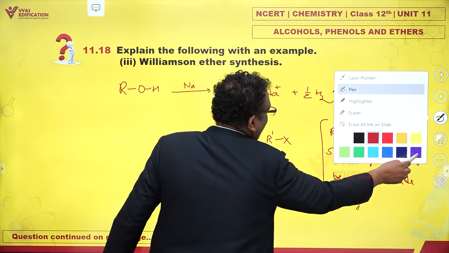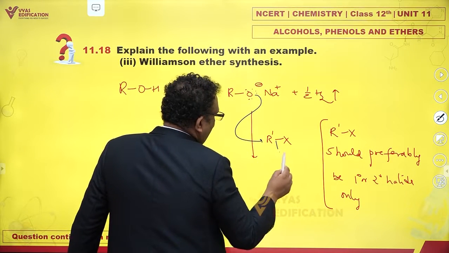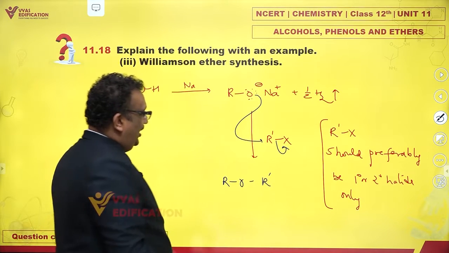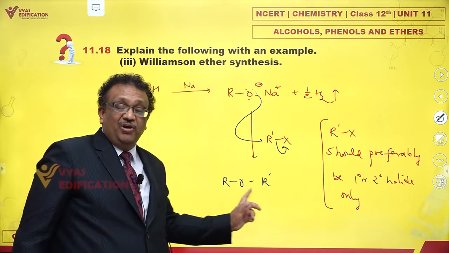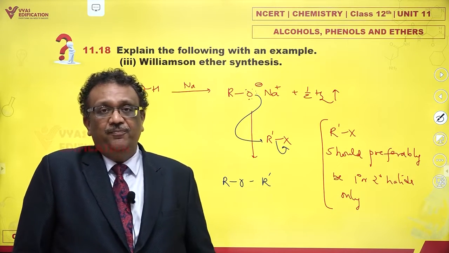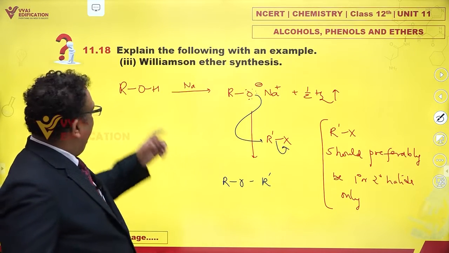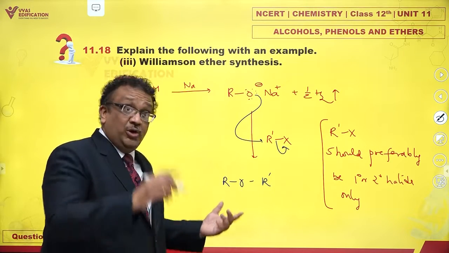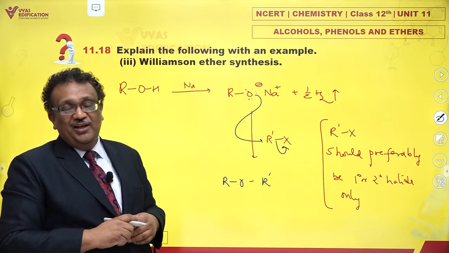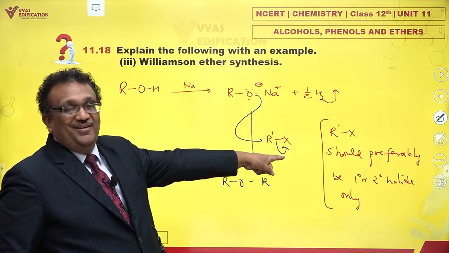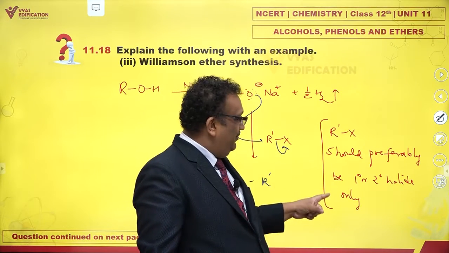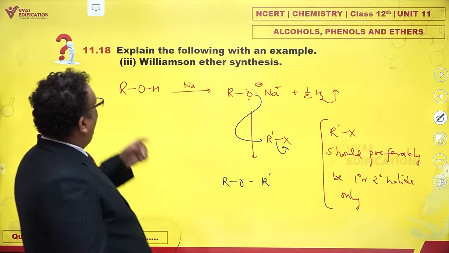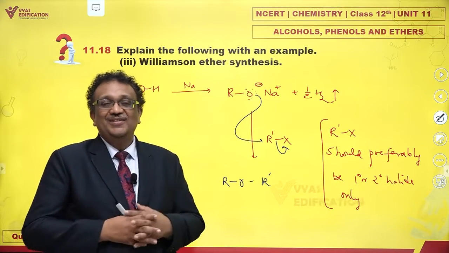What would happen? Well, as life would have it, attack. And I get R-O-R dash. An unsymmetrical ether is also possible. Could it be symmetric? Yes. If you choose such that R is equal to R dash, you can also get a symmetrical ether. But you can also obtain an unsymmetrical ether without any problem. One constraint: R dash X should preferably be a primary or secondary halide only. Then only you get a good yield for Williamson's ether synthesis.